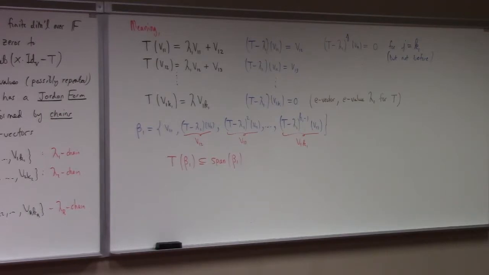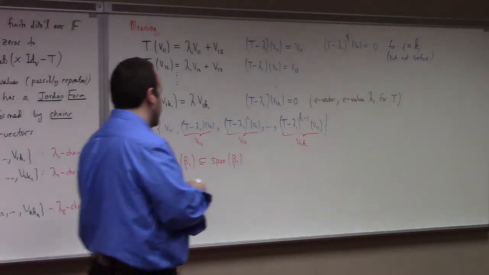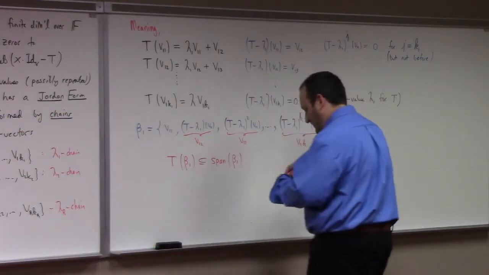And I should go through this same song and dance for the 1 chain, for the 2 chain, all the way out to the rth chain. They're all like this, right? But what does that look like? What is the matrix?